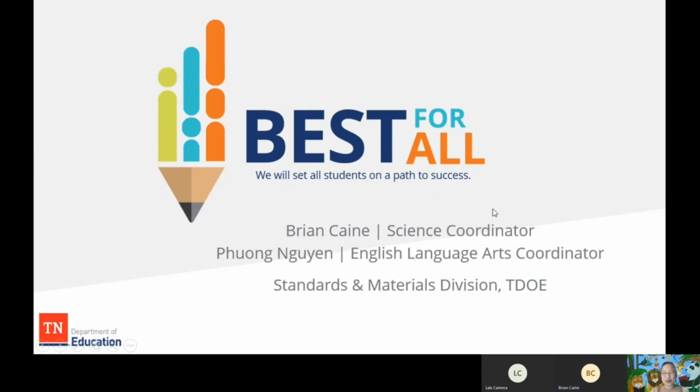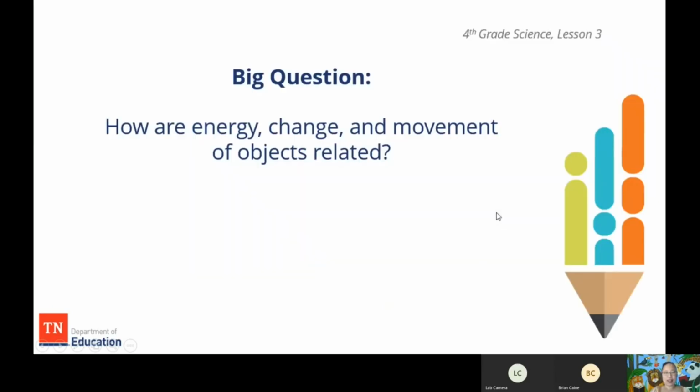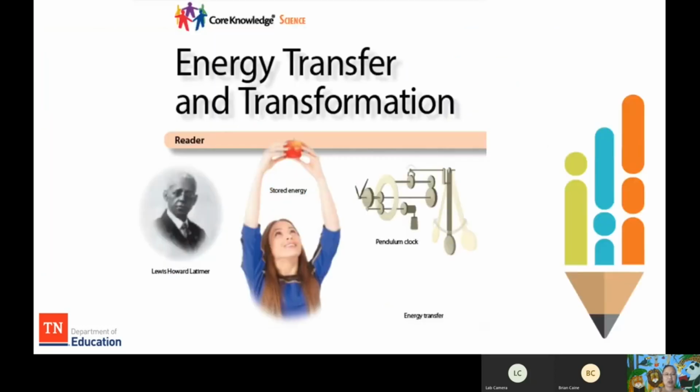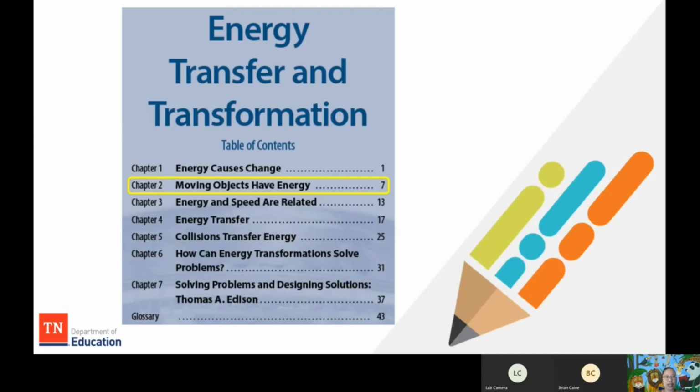All right. So we are on lesson 3. And today's big question is, how are energy, change, and movement of objects related? Our objective today after the reading is we're going to create a picture to show how energy transfers in a system of moving objects. Remember that this is the book that we are reading. You can read along if you have your own copy. We are reading chapter 2 today, which is moving objects have energy.